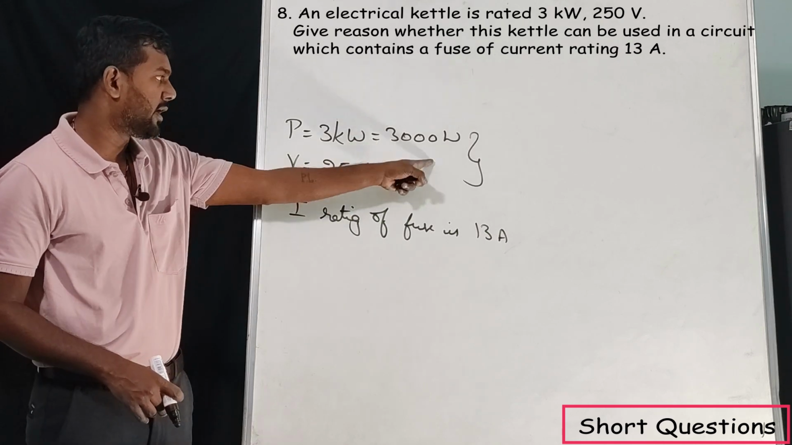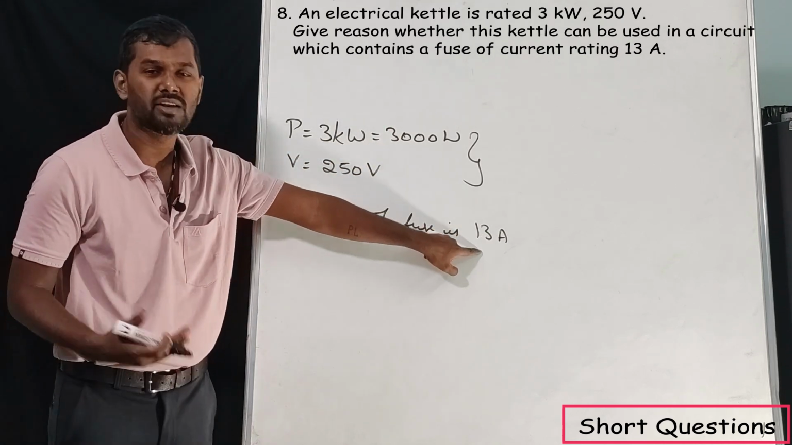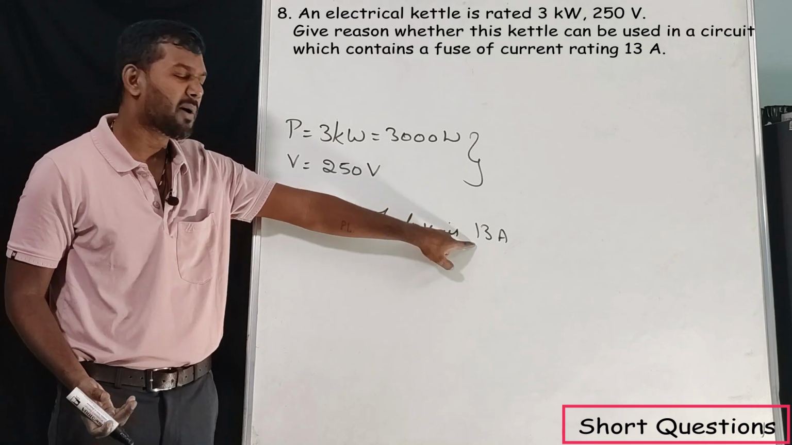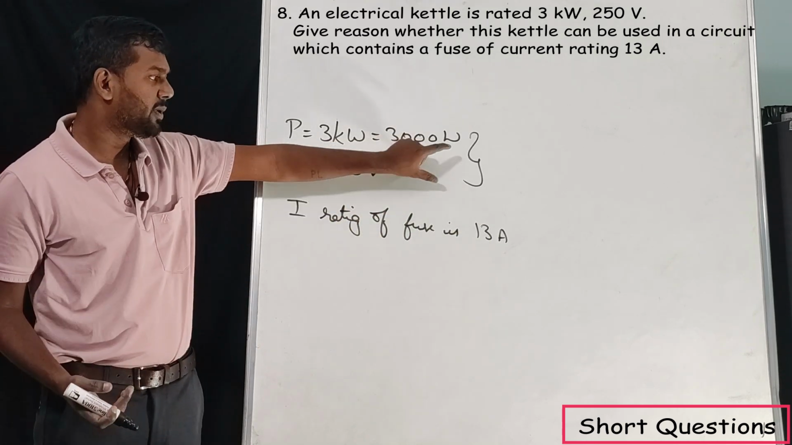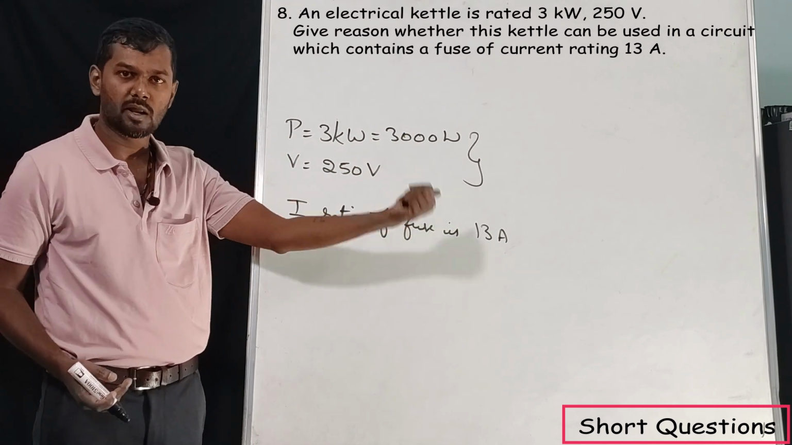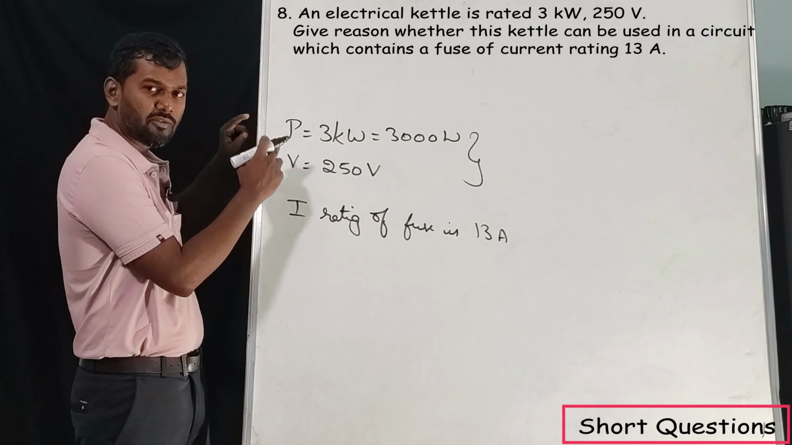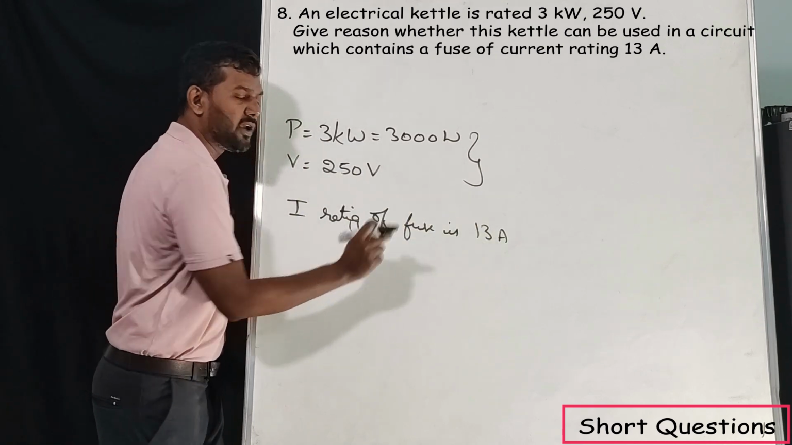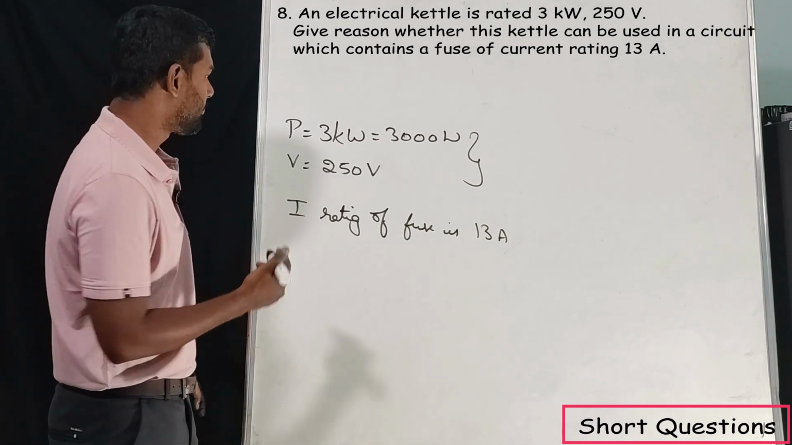Whatever the current we are going to find from these two data, if that value is less than this value, then we can safely use it. This is the maximum current the fuse can withstand, so it should be less than this one, then we can safely use it. If the current we find using these two values is more than the current rating of a fuse, we cannot use it. That will again spoil the fuse.